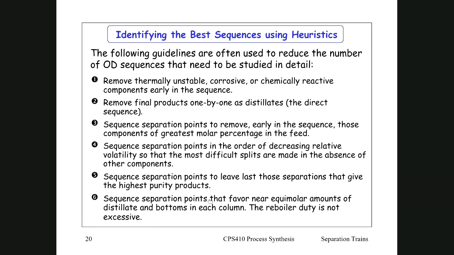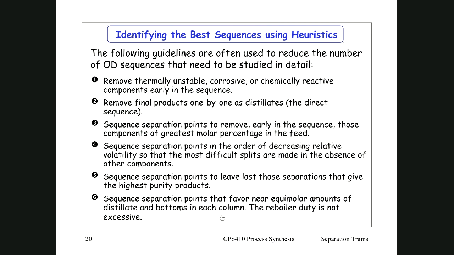Lastly, sequence separation points that favor near equimolar amounts of distillate and bottoms in each column, and that way the reboiler duty will not be excessive. So if you're taking a small amount of A off in your first column, then the reboiler duty would be excessive, because you need to reboil a lot of the liquid that you're making. So yeah, this is also a fairly important heuristic.